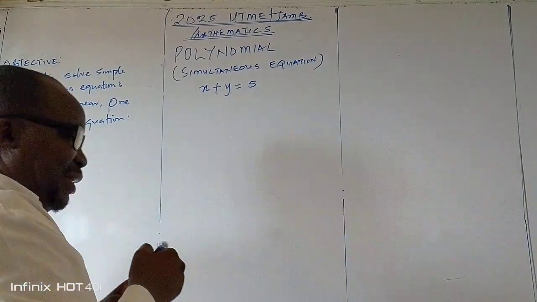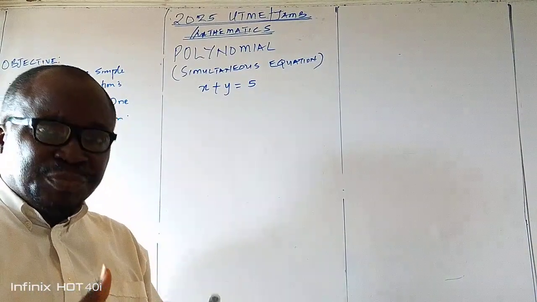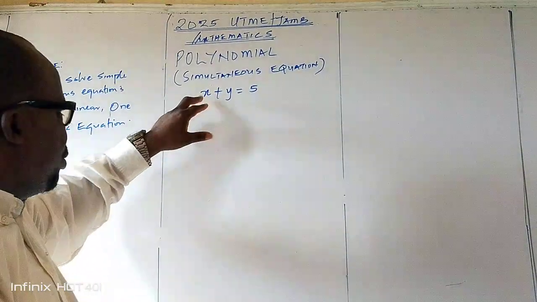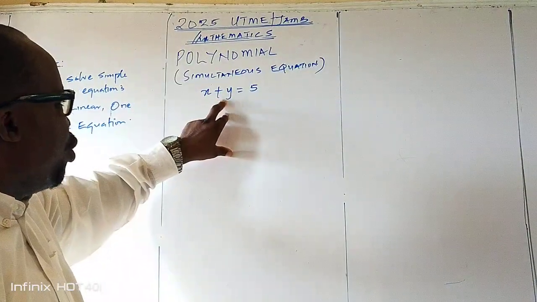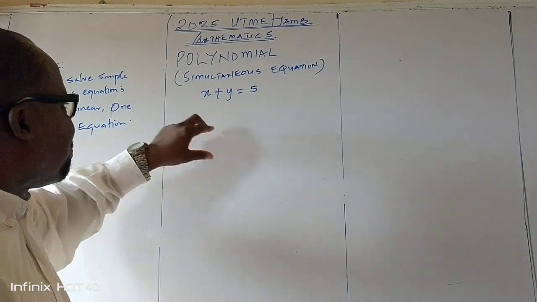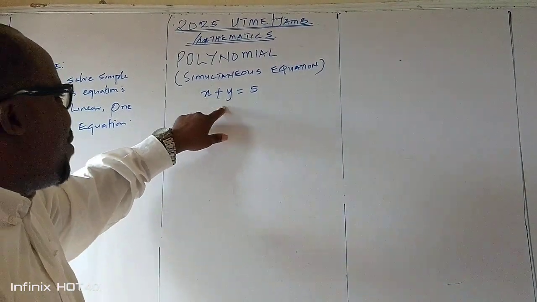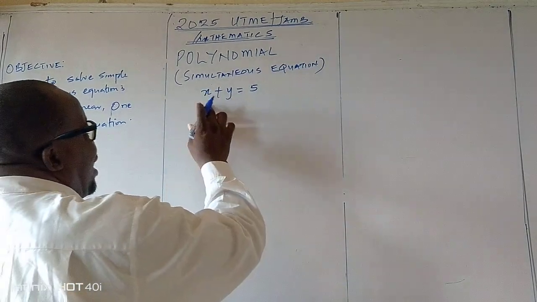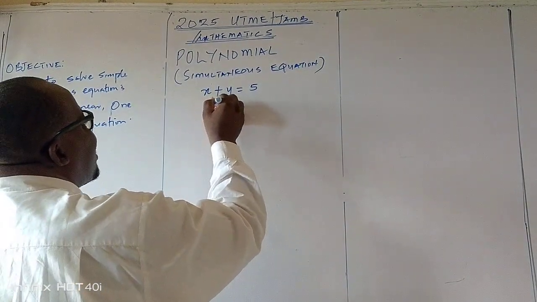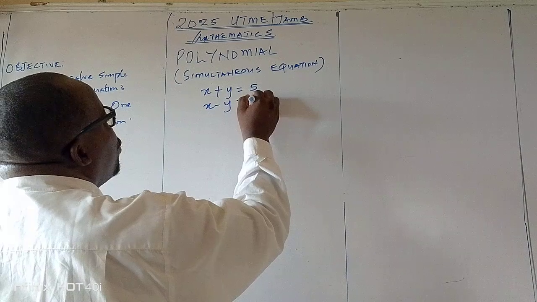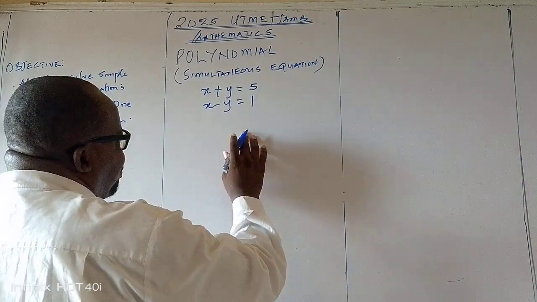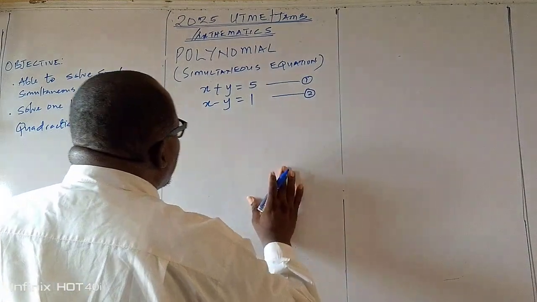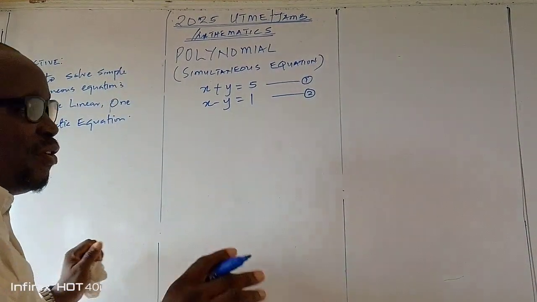Simultaneous equations is the ability to solve two or more equations at the same time, depending on the number of variables or unknowns that we are looking for. In this equation, we have x and y, so we have two variables. So we need to have two equations. So if I say x plus y equals 5, and x minus y equals maybe 1, this is equation 1. This is equation 2.